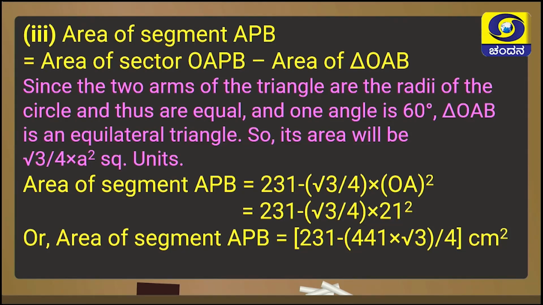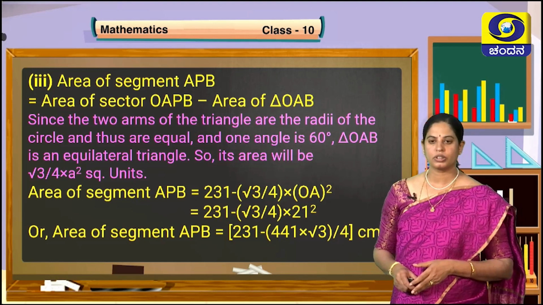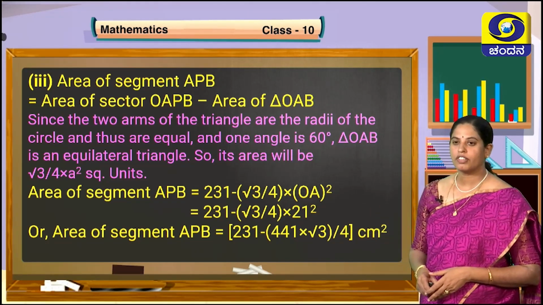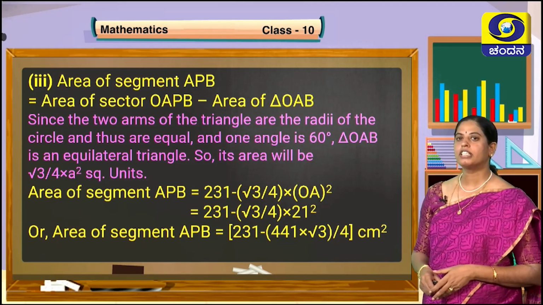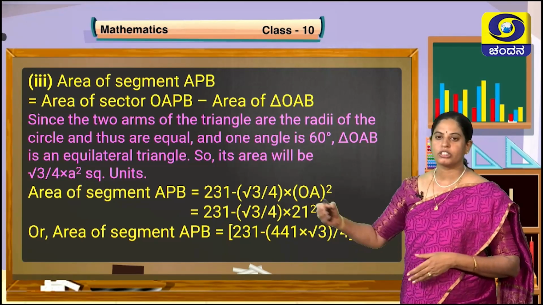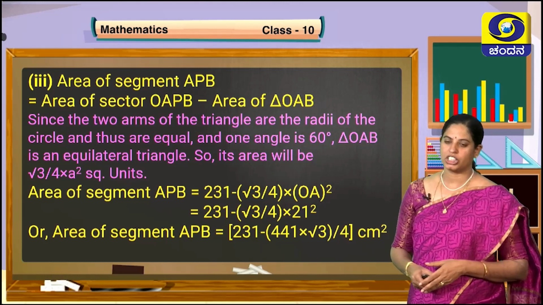After simplification, we are getting the area of segment APB as 231 minus 441 into root 3 divided by 4 centimeter square. So, for the final answer, I left the last two steps of simplification for you, children, because you know how to calculate. You do the simplification, children.